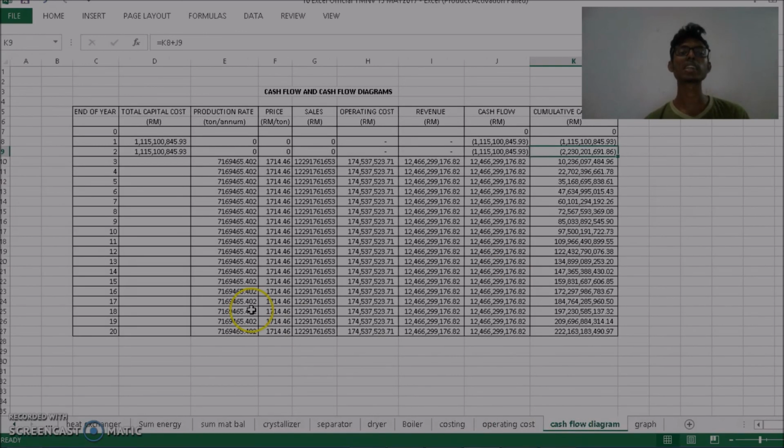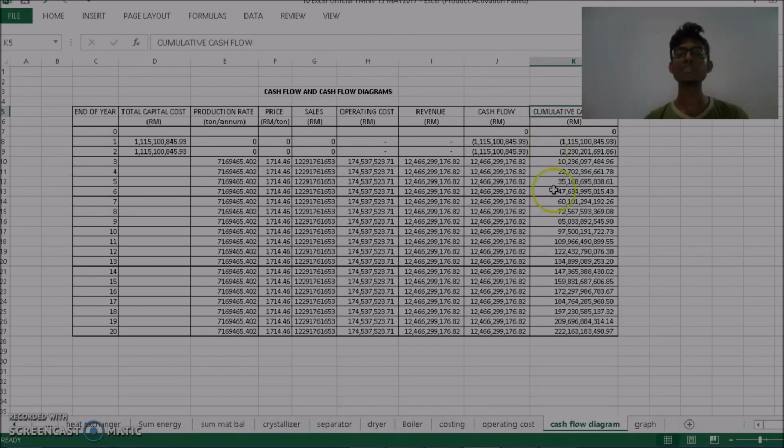Then we go to the cash flow diagram. So there is end of year, total capital cost, production rate, price sale, operating cost, revenue, cash flow, and also cumulative cash flow. So we can see the cumulative cash flow for the first 2 years. For the first 2 years, we got a negative value, which means we are at a loss for the first 2 years. But at the end of the third year, we already get our profit.